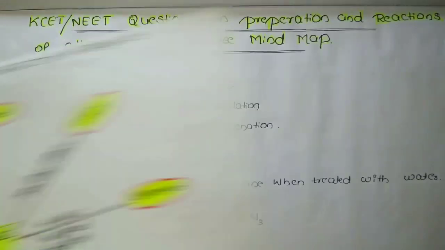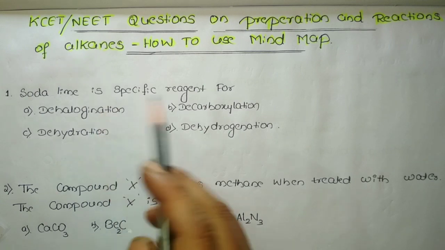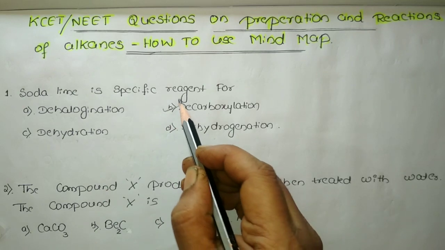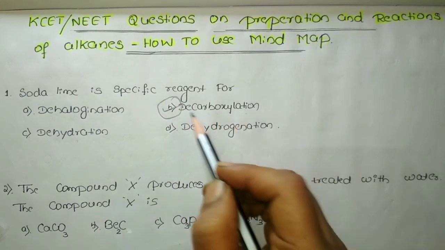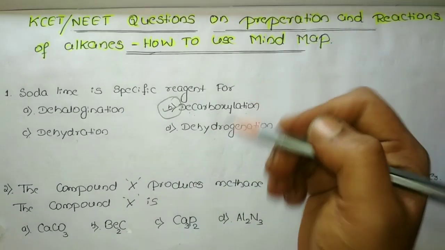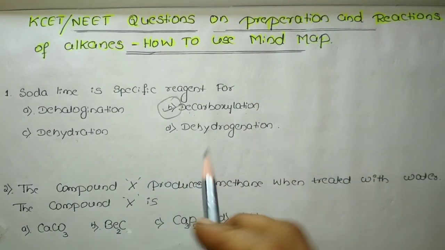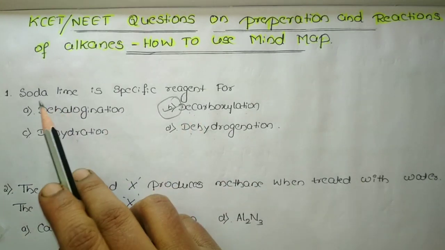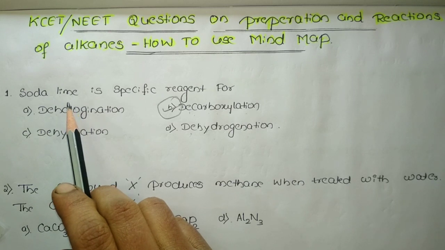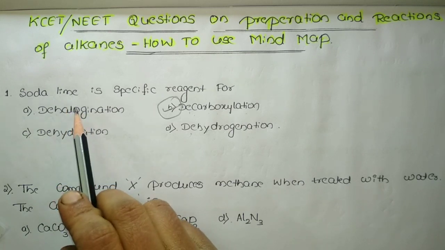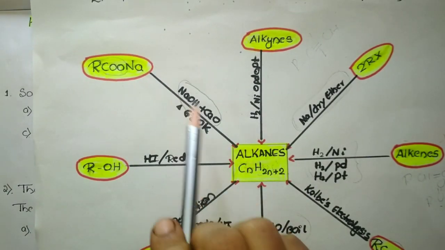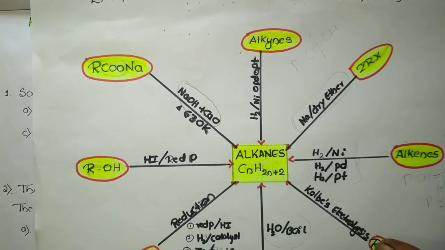So which is it: dehalogenation, decarboxylation, dehydration or dehydrogenation? It is decarboxylation, because carbon dioxide is removed. De means removal, carboxylation means addition; hydrogenation means addition of hydrogen, dehydrogenation means removal, like that. So soda lime is used in the preparation of an alkane, from a carboxylic acid by the process called decarboxylation. If you remember this, you can answer it very easily. That is how you need to apply the mind map.